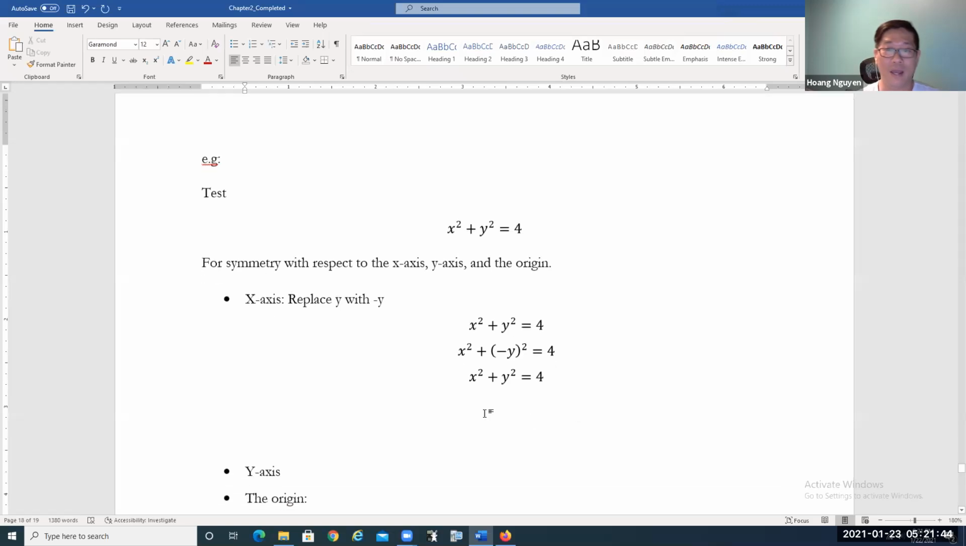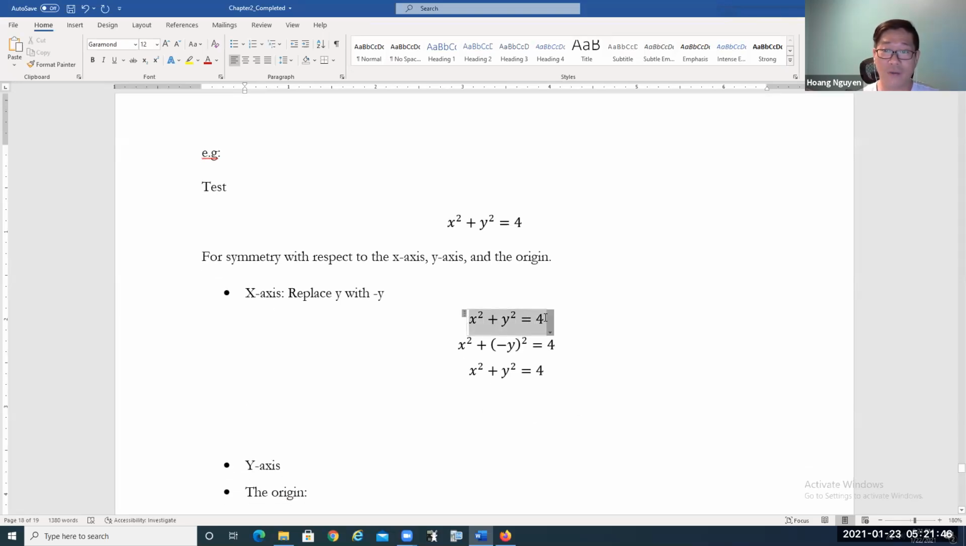Now you're going to compare the original equation and the equation that we just simplified. Are they equivalent or identical? Yes, they are equivalent, right? So yes, it's going to be symmetric with respect to the x-axis.